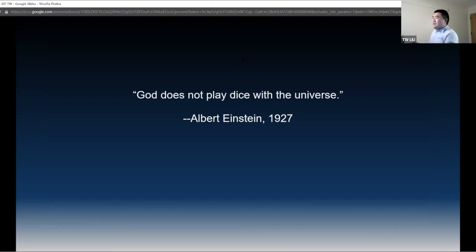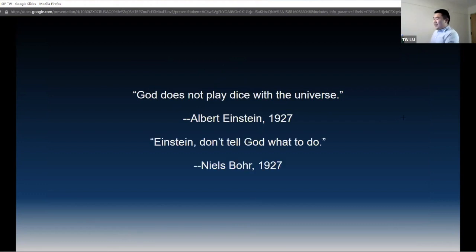So as you can see, I intentionally put Einstein's quote on the upper half of the PowerPoint. That is not for fun. It is because there is another quote on the lower half, which was stated by Niels Bohr, also at the Solvay conference in 1927. Niels Bohr was the mentor of Heisenberg, and he supported his student's research. He is fighting back against Einstein, saying, Einstein, don't tell God what to do.